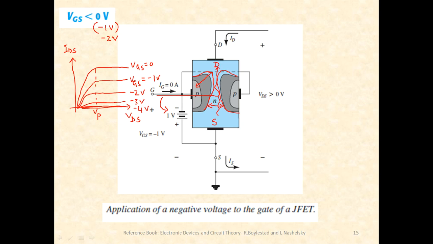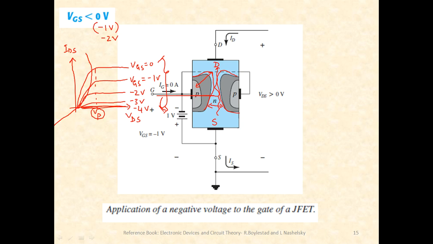So the point is, will the pinch off voltage remain the same in all these 4 cases? Students, I am asking you the question. If I increase VGS from 0 to minus 1, minus 2, minus 3, minus 4, will the pinch off voltage remain the same? No, it will not remain the same. Yes, it will change, right? And the change is like this.